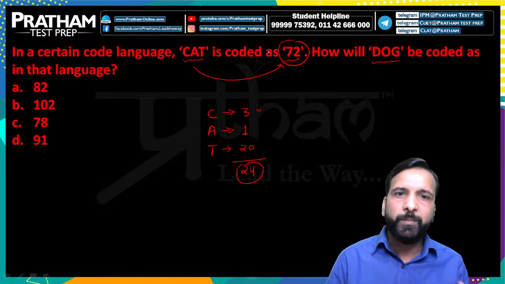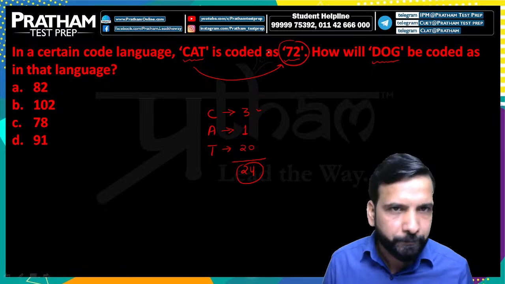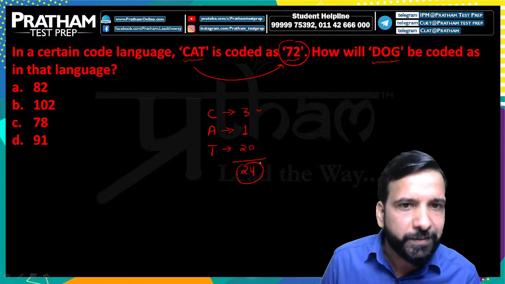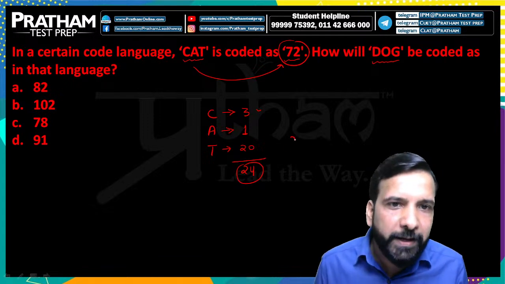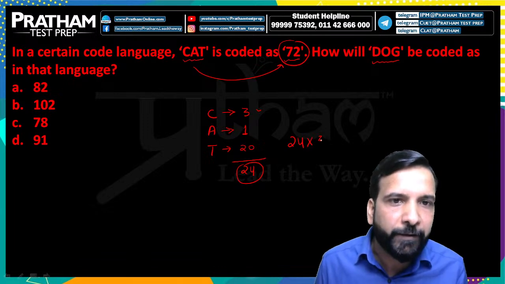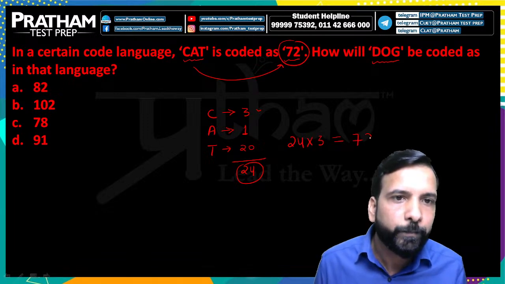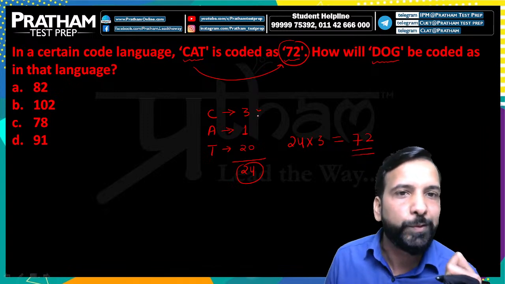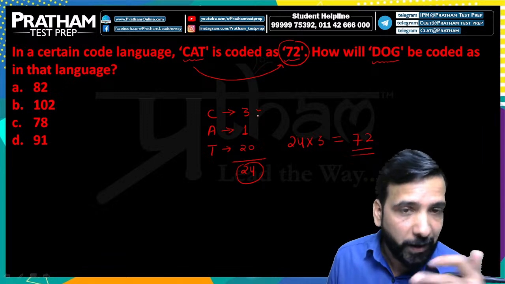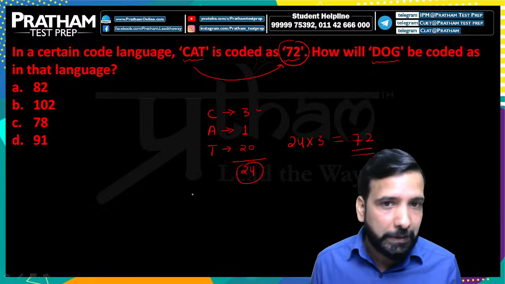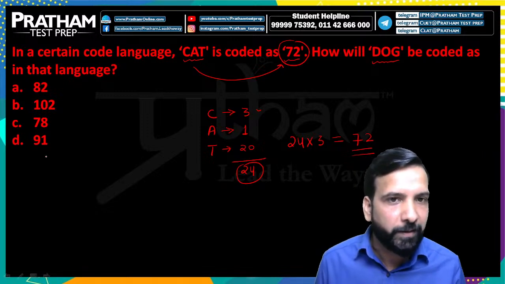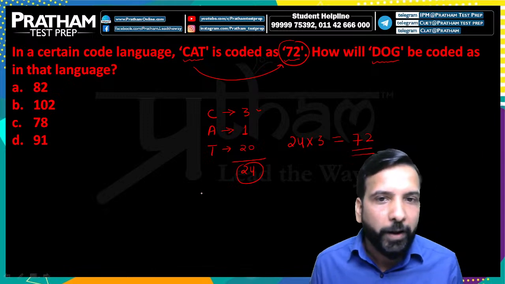Is there any relation between 24 and 72? Can we establish any relation between these two numbers? Yes. 24 multiplied by 3, you'll get 72. Or we can say 3 times the sum of all the place values is 72. So try to apply the same logic with the word dog. Is it applicable here? With the help of this logic, is it possible to get one of the 4 options? Okay, so D, O and G.